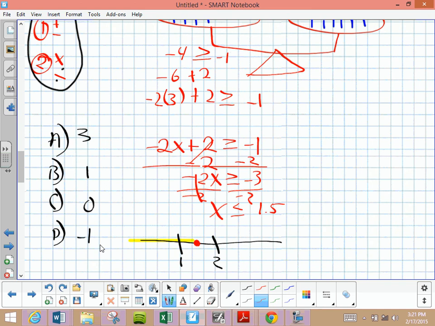Where is 0? It's behind 1. Where is negative 1? Behind 0. Where is 3? Tell me which one of those doesn't work with that inequality. Why 3? It's not covered by the highlighting. That's why. That's what it means.